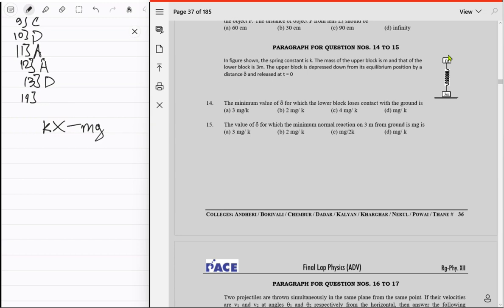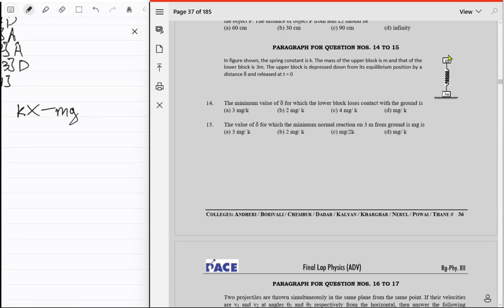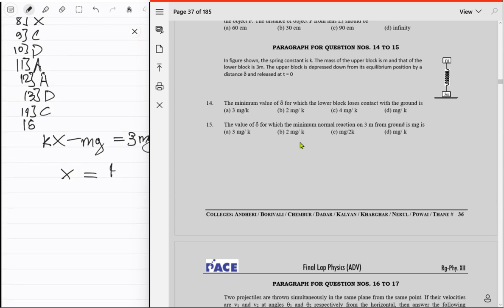So this should actually be, normal force 0 for it to be lifted up, so this should be equal to 3 mg. So x or del, whatever it is, is 4 mg upon k, which happens to be C. Next question, 15.